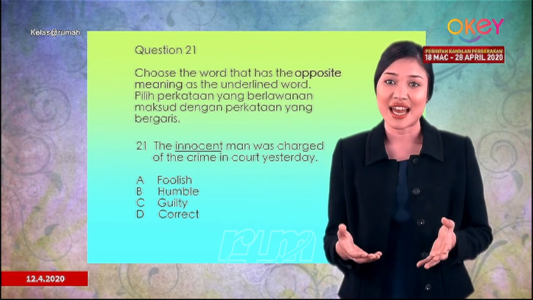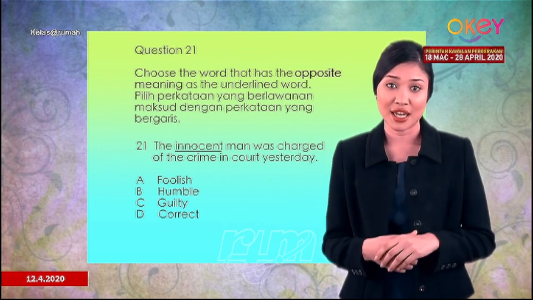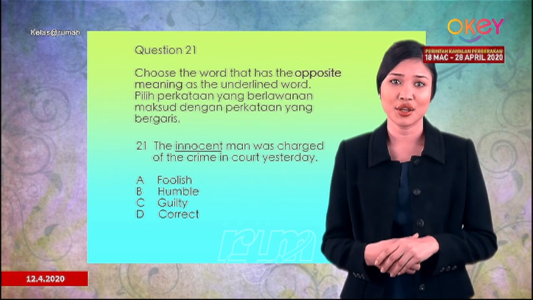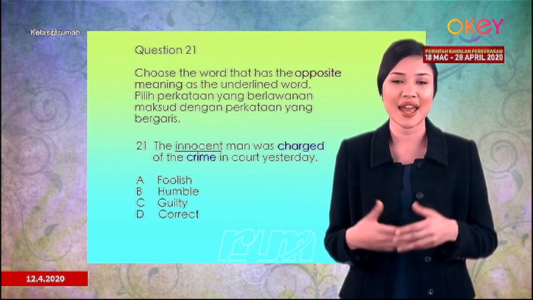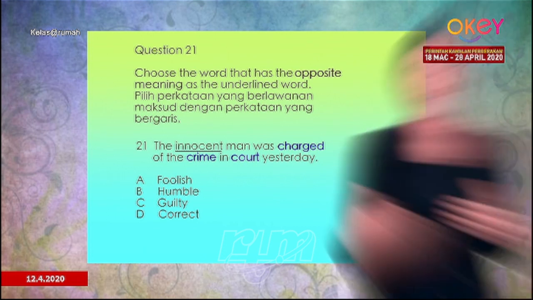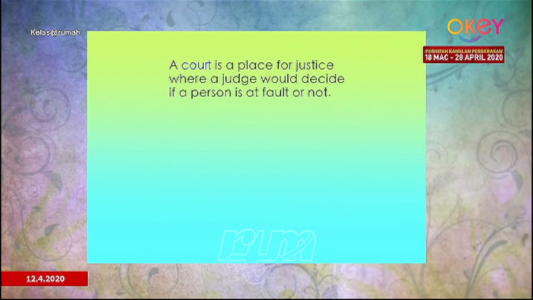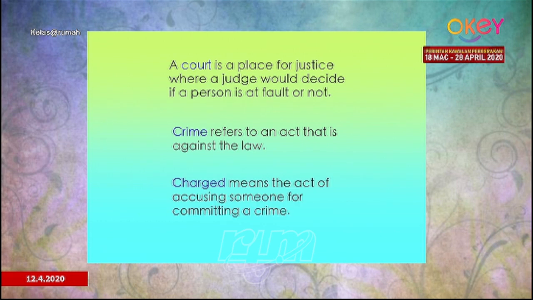So what do you understand from this sentence? In order to understand this sentence, you have to know the meaning of the words charged, crime, and court. We all know a court is a place for justice where a judge would decide if a person is at fault or not. Crime refers to an act that is against the law. Charged means the act of accusing someone for committing a crime. So this sentence is talking about a man being accused of committing something bad in court.